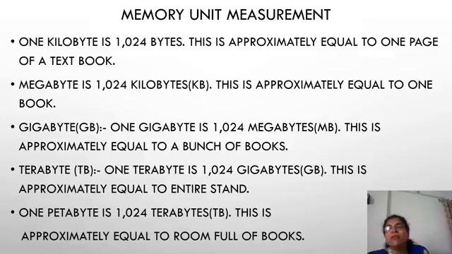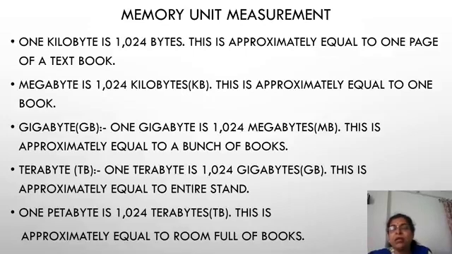1 kilobyte is 1024 bytes. This is approximately equal to one page of a normal textbook. Megabyte, 1 megabyte is 1024 kilobytes, that is KB. This is approximately equal to one book. Gigabyte, GB, 1 gigabyte is 1024 megabytes or MB. This is approximately equal to a bunch of books, means either 6-7 books, not only one book.